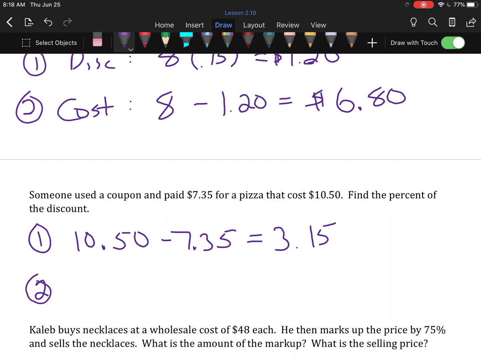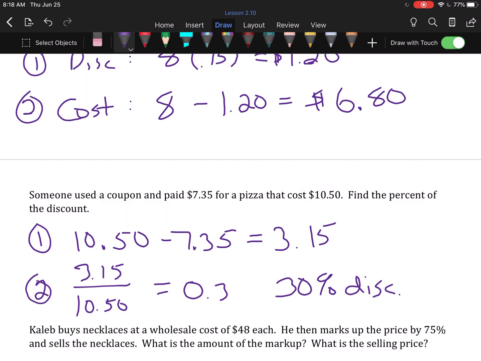Second thing we got to do now, since we're finding the percent, is take that $3.15, the amount of the change, and divide it by the original cost of the pizza. Not what they paid, the original cost. So 3.15 divided by 10.5 is 0.3, which means they had a 30% discount.